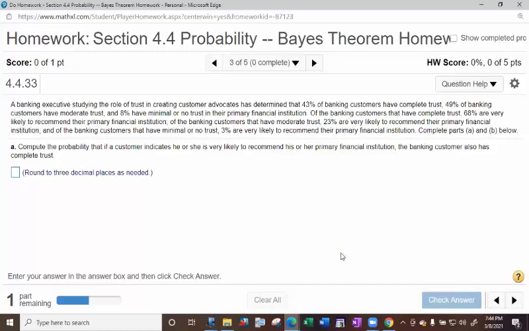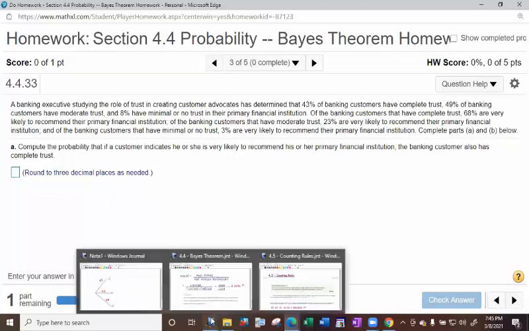Of the bankers that have complete trust, 68% are likely to recommend their financial institution. So in other words, that tells you of the banking code, so it's coming from the complete trust. That's why I knew those 3 were first in the tree. Oh, I don't know. Very likely to recommend. I'm just trying to think of what I want to use. I'm going to use R and R prime. I don't know. I'm going to use R for recommend. Like I said, the good news is it makes no difference.